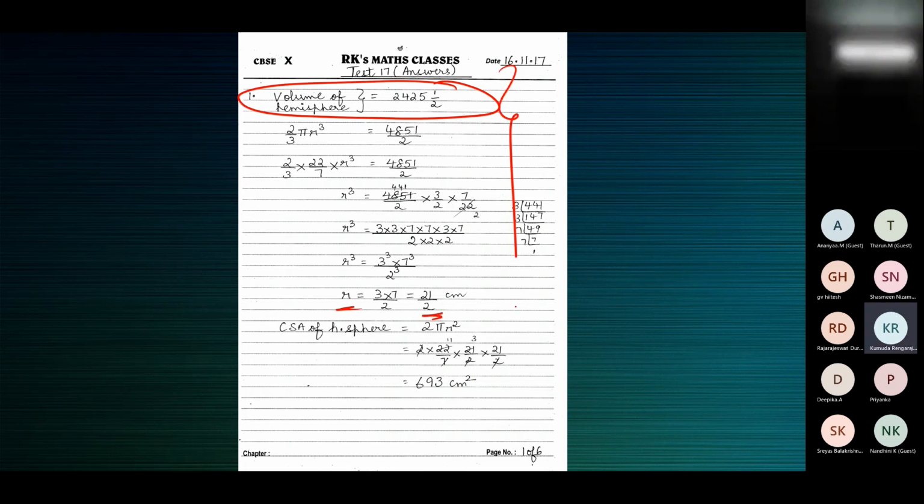And that's exactly what we did. We made use of this information to find the radius of the hemisphere. And now in the formula 2 pi r square, which is the CSA of the hemisphere, take the value of r and find the CSA of the hemisphere.